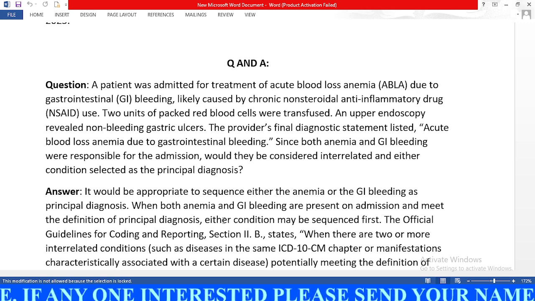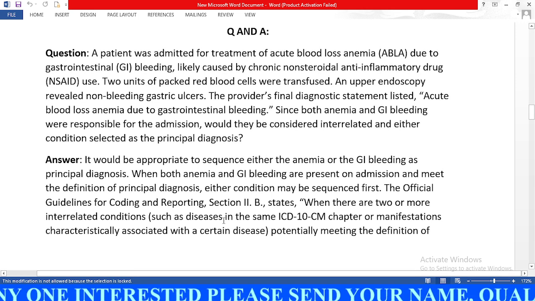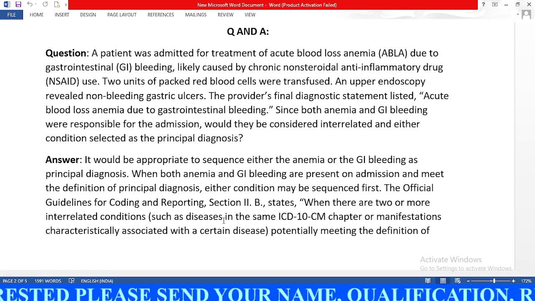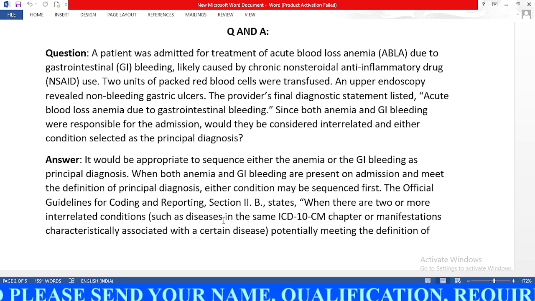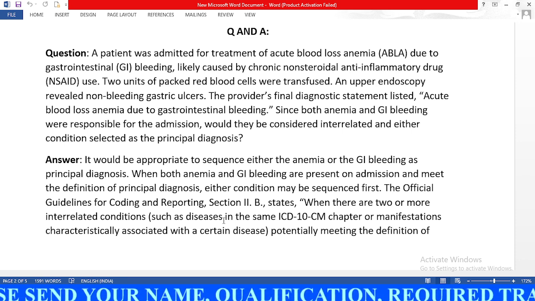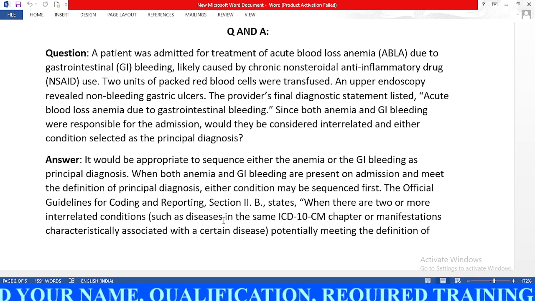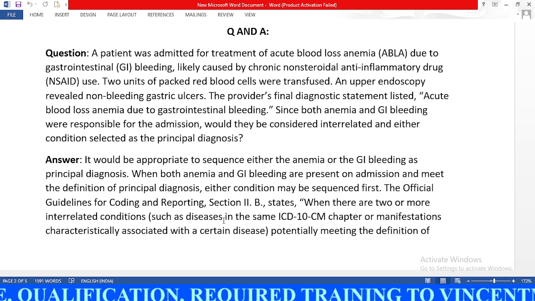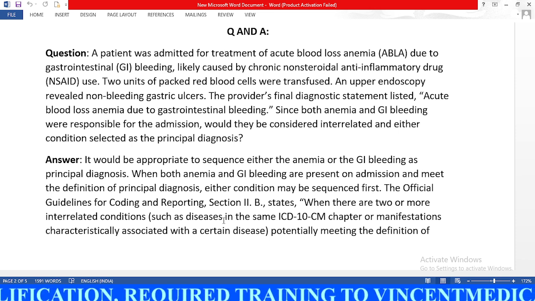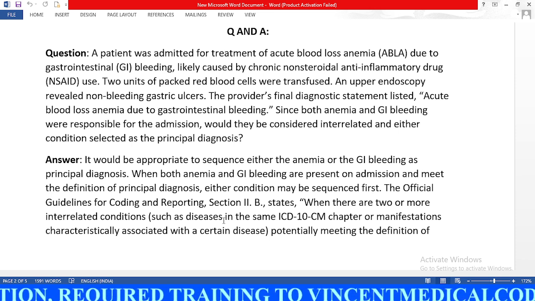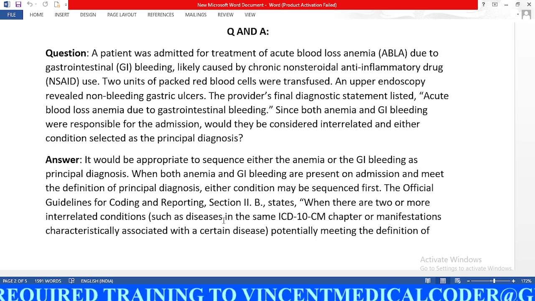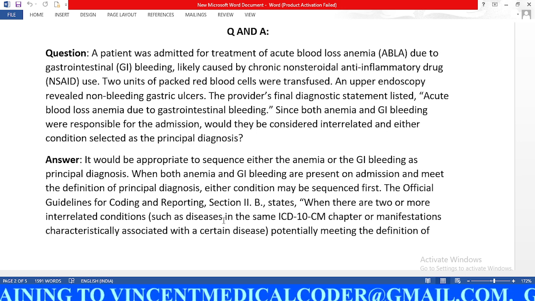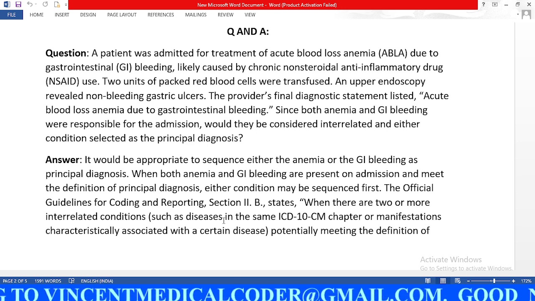Next we will check the Q&As. Here is the first question. A patient was admitted for treatment of acute blood loss anemia due to gastrointestinal bleeding, likely caused by chronic non-steroidal anti-inflammatory drug (NSAID) use. Two units of packed red blood cells were transfused. An upper endoscopy revealed non-bleeding gastric ulcers. The provider's final diagnostic statement listed acute blood loss anemia due to gastrointestinal bleeding. Since both anemia and GI bleeding were responsible for the admission, would they be considered interrelated and either condition selected as the principal diagnosis? Answer.